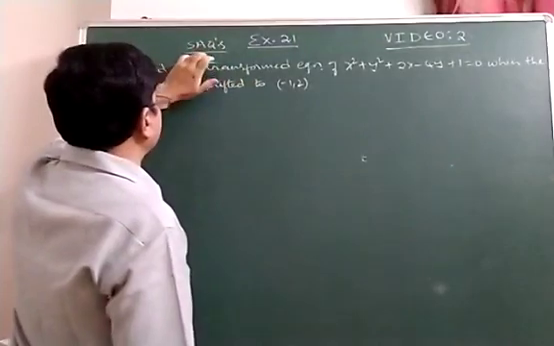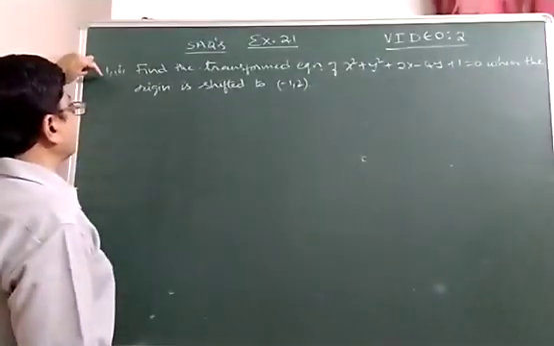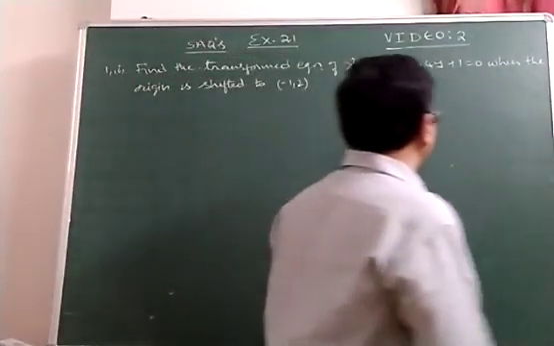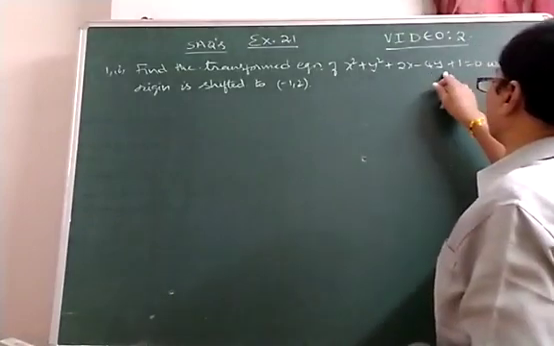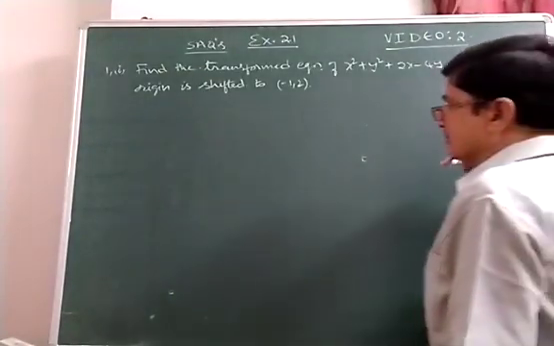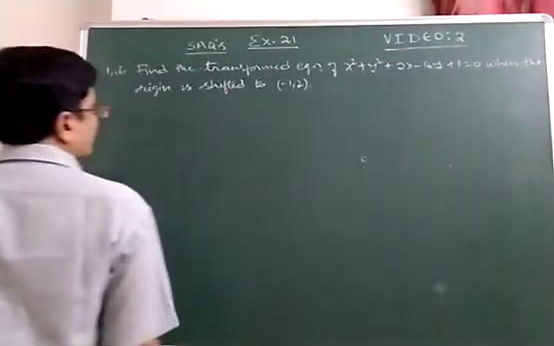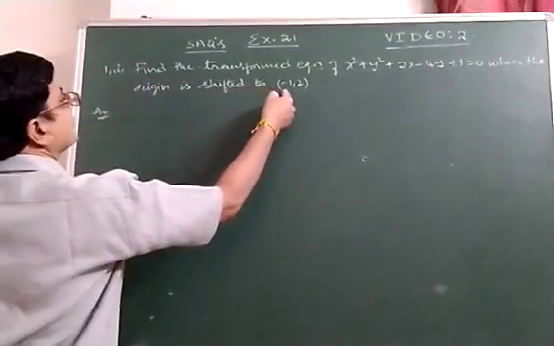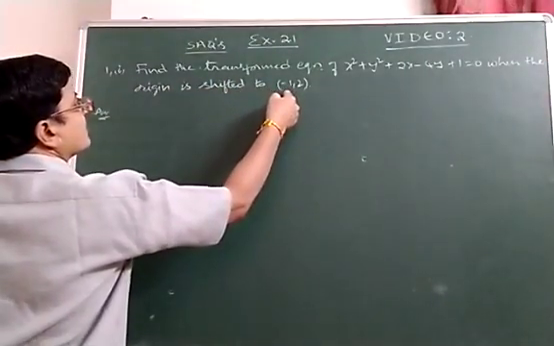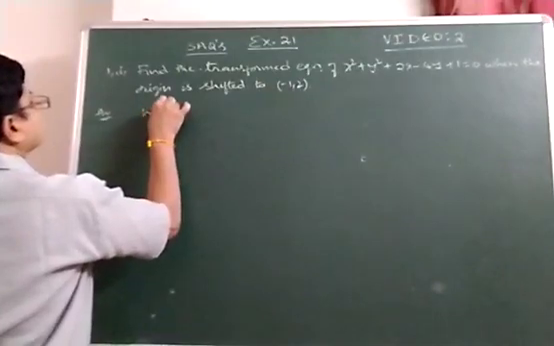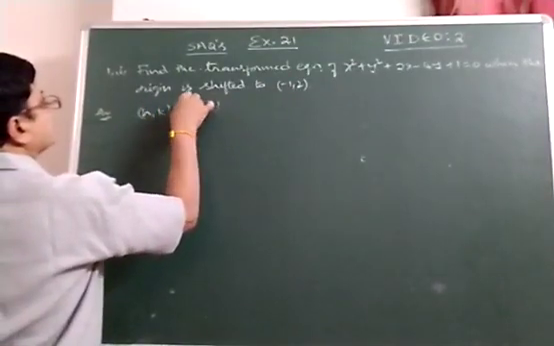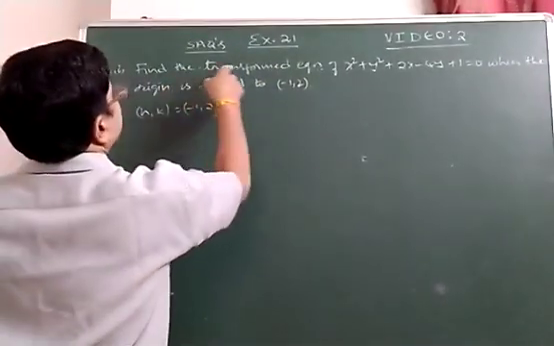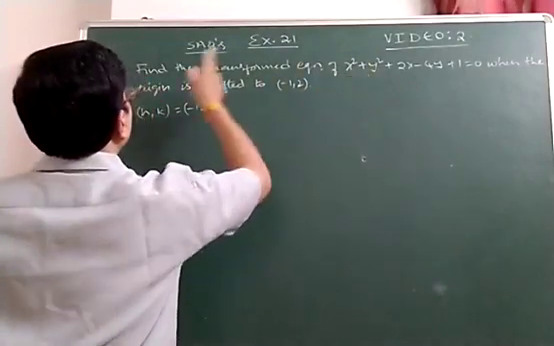Exercise 2.1 SAQs, that means short answer questions. First question, first bit. Find the transformed equation of x square plus y square plus 2x minus 4y plus 1 is equal to 0 when the origin is shifted to the point minus 1 comma 2. That means this is the new origin, h comma k is equal to minus 1 comma 2. The given equation is in the original form. Find the transformed equation when the origin is shifted.